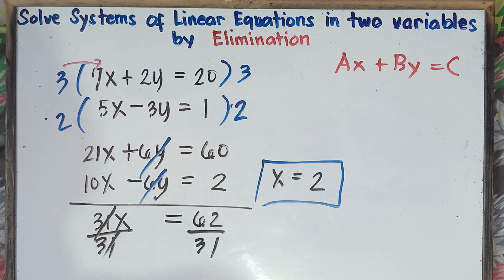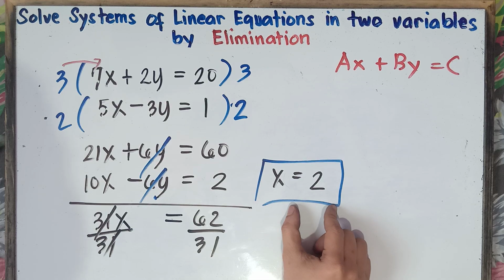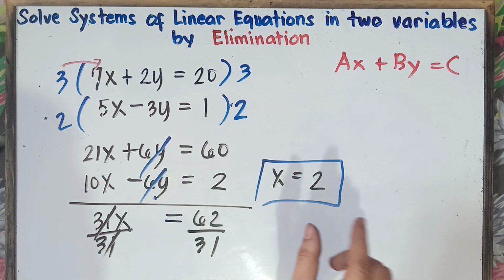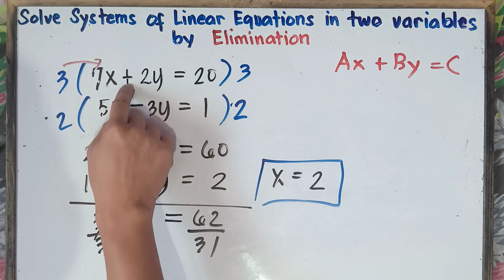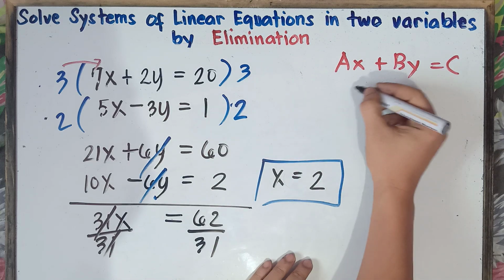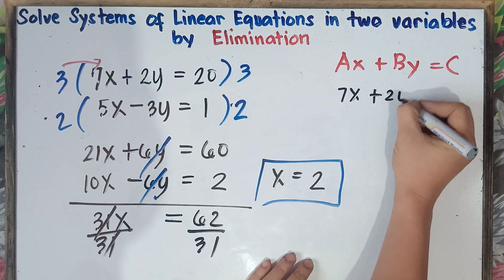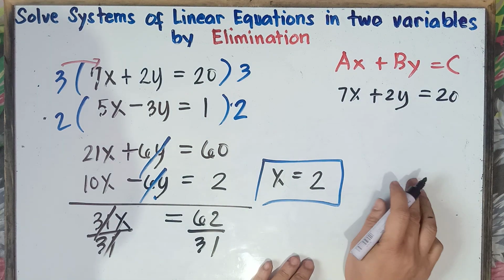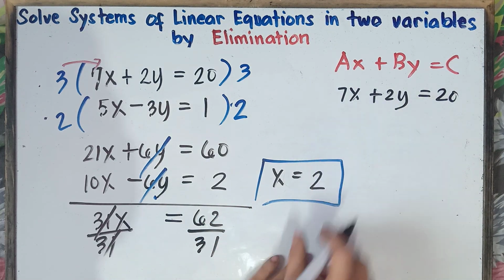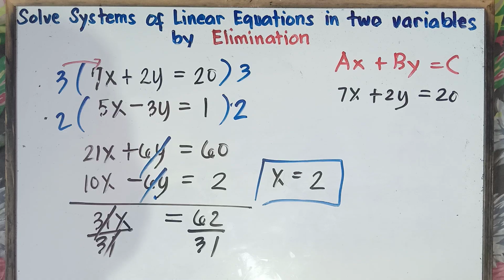Now, to get the value of y, class, simply substitute the value of x in the given first equation or second equation. It's up to you, class. So, let's substitute the value of x on the first equation. So, copy this one, 7x plus 2y equals 20. Simply substitute the value of x in this first equation. Or you can use the second equation because you will have the same answer.